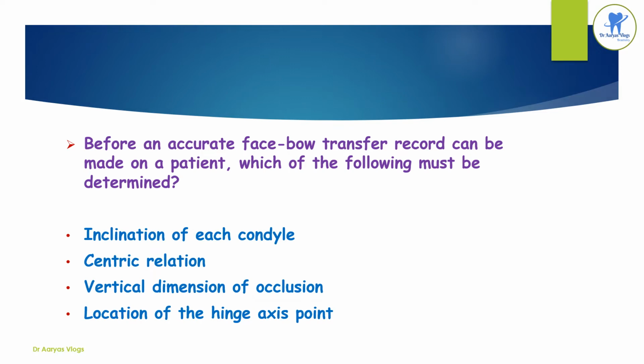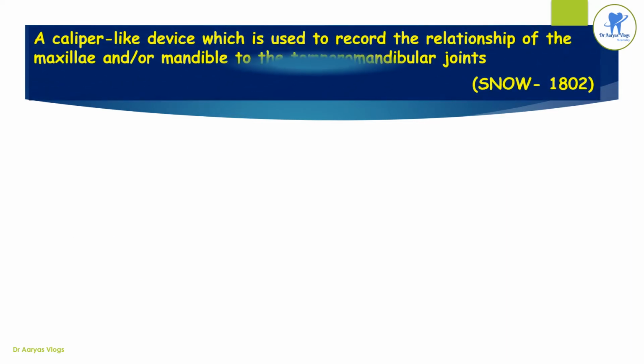Before an accurate face bow transfer record can be made on a patient, which of the following must be determined? Inclination of each condyle, centric relation, vertical dimension of occlusion, or location of the hinge axis point. Coming to its discussion. What is the face bow?